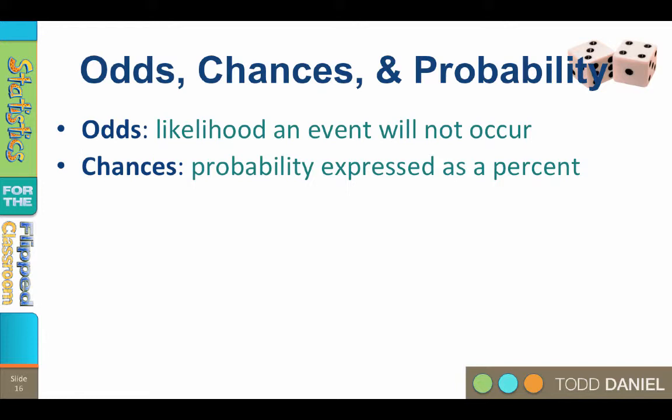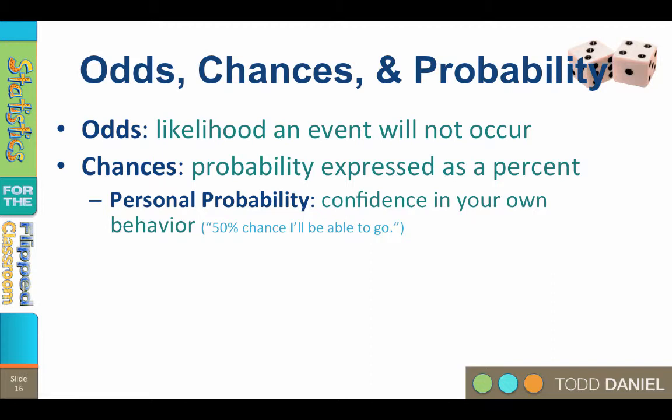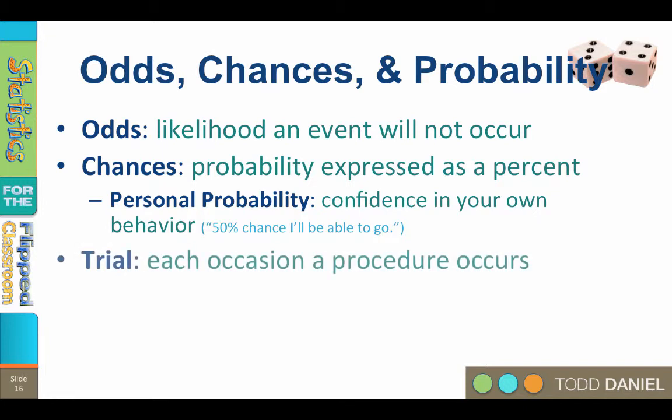There is another form of probability. It's not really mathematical. It's called personal probability. Personal probability occurs when you make an assessment about the likelihood of an event occurring based on your experience or judgment. You might say, there's a 75% chance that I can go to the movies tonight, depending on whether or not I finish my paper. It's really just a measure of your confidence in your behavior.